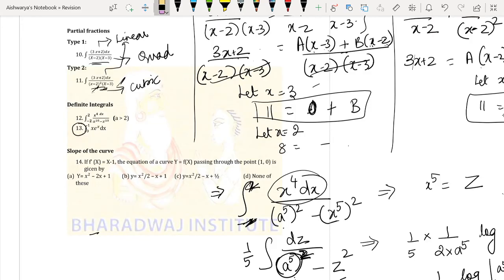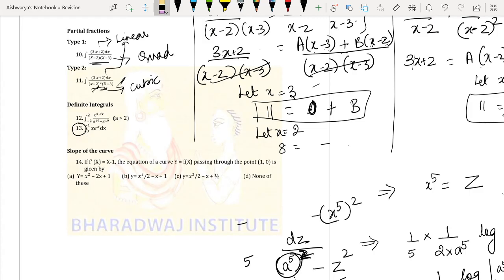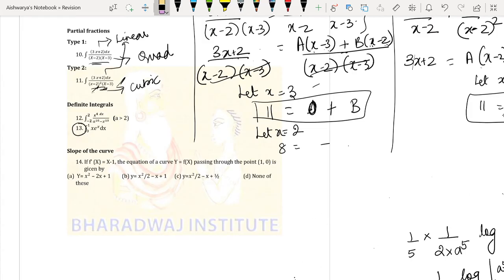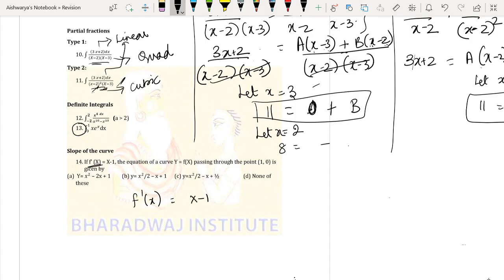Let us go to this 14th question, the last question, which is on slope. Just like differentiation where you got the value of slope by differentiating a function, in integration you will be given the slope and you have to go back to the original function. So here in this question, f dash of x is given to you. F dash of x is x minus 1. So what will be your f of x function? Integrate this. X square by 2 minus x plus k, that will come.